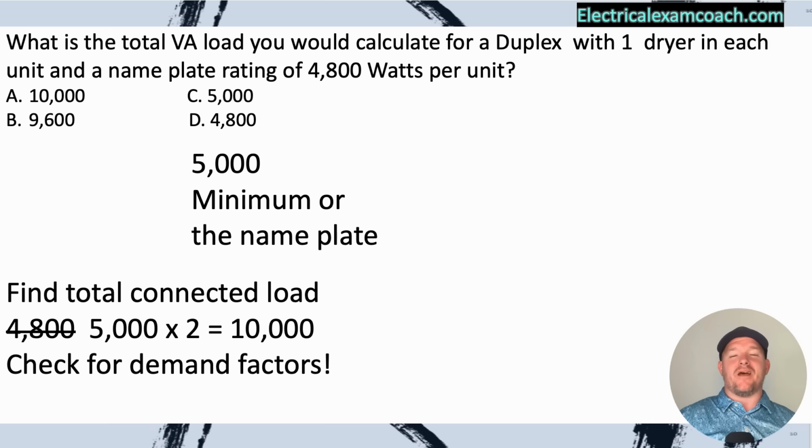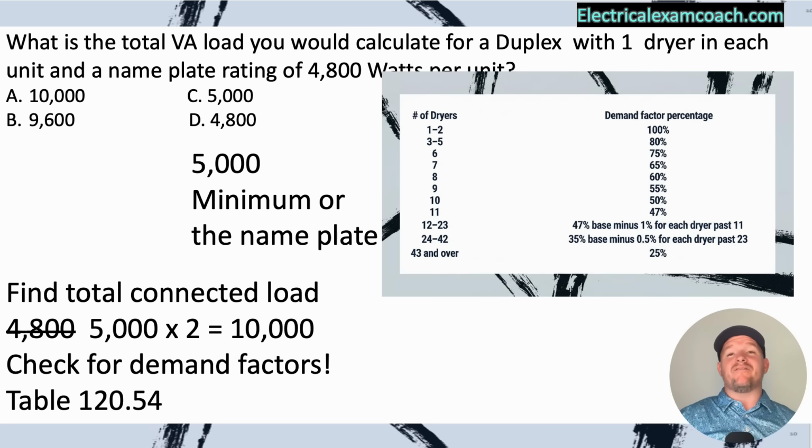Now we check for demand factors. When we head to our table, we find that it is falling in the 1 to 2 category, and it's a 100% demand factor. So we just select our answer, and we're done. Great job.